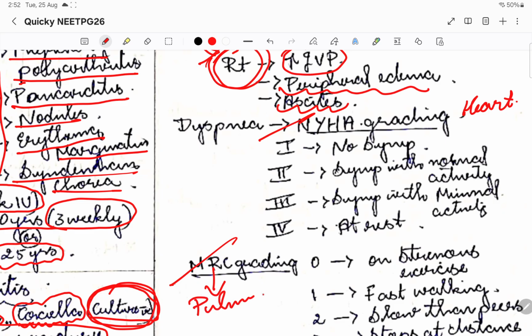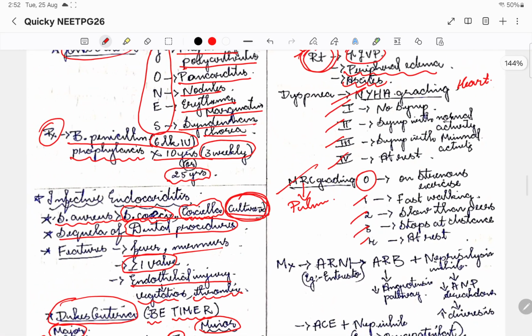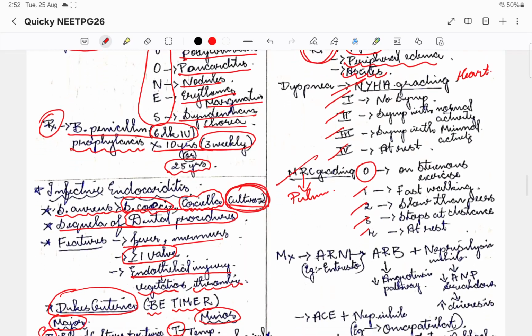NYHA, please go through this: 1, 2, 3, and 4. Here also it is going to be 1, 2, 3, 4, but one extra thing is 0, with respect to MRC grading. So this is the grading that we do with respect to dyspnea that comes up.